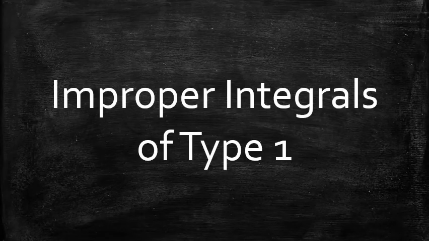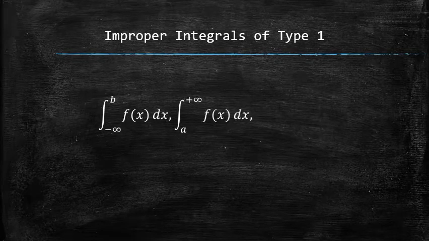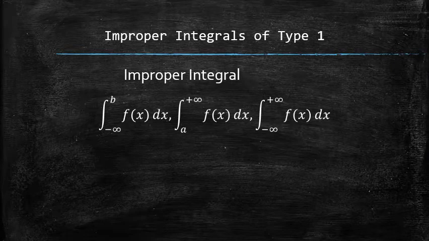Next, we will discuss the improper integrals of type 1. Let's recall that the integrals with an infinity in the lower or upper or both limits are called the improper integrals of type 1.